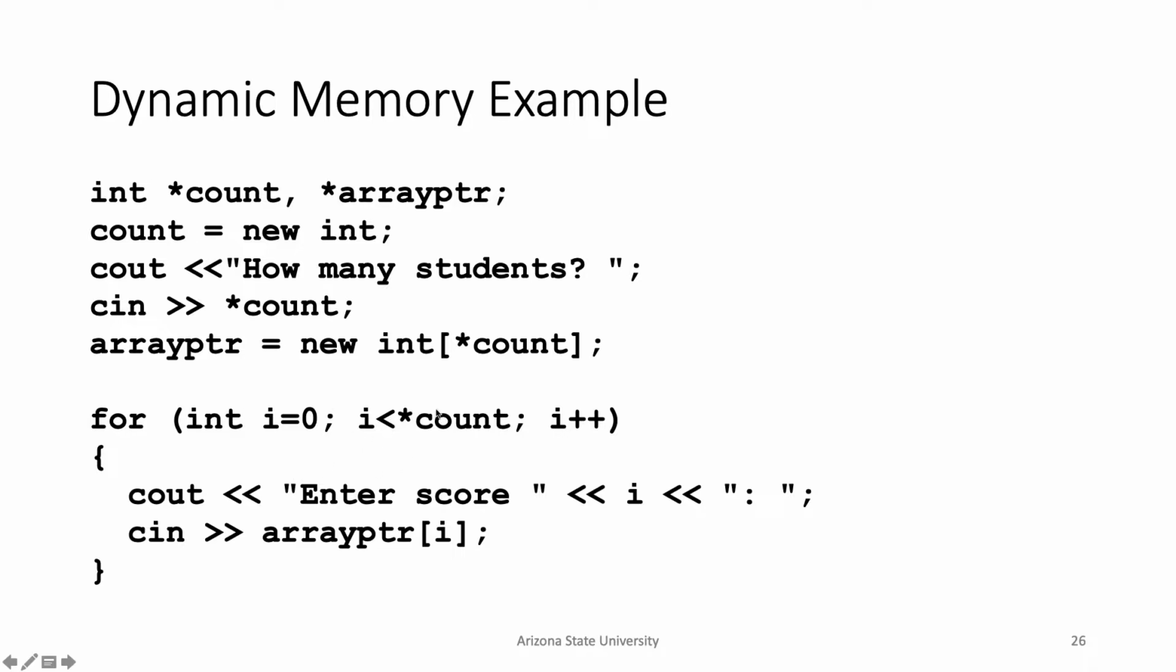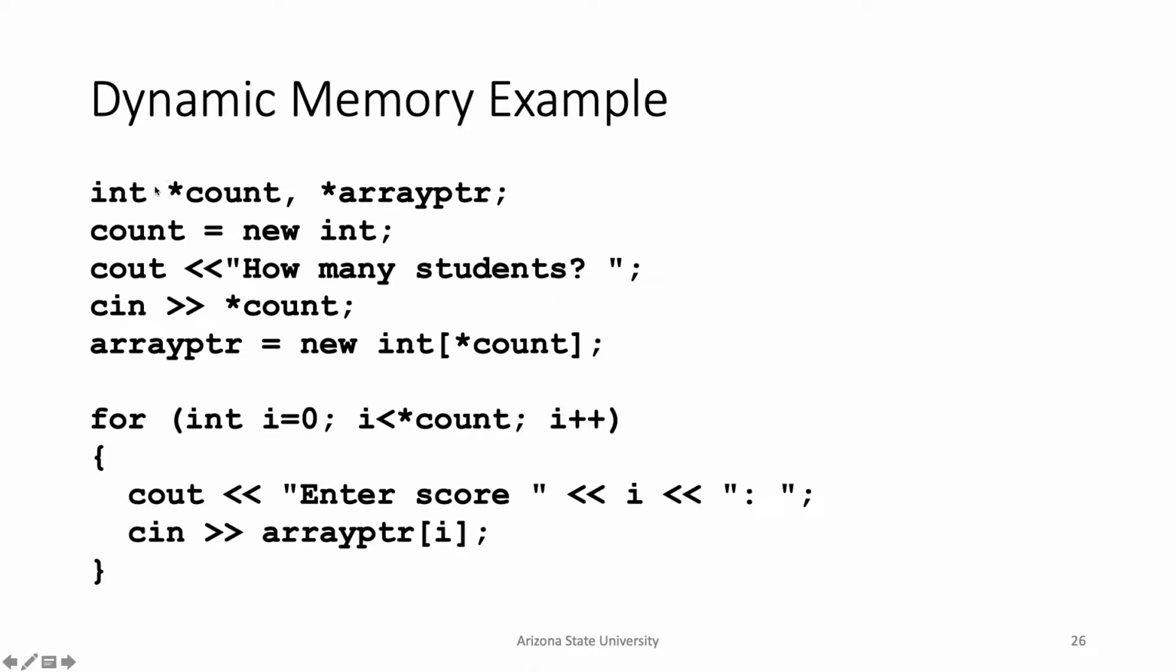And then here I'm going to loop this many times. I'm going to enter the score. And then I'm going to cin into the array at index i. By the way, does anyone see what is wrong with this example? This example works, but is there anything that we can make simpler? Well, we have to use the heap for the array, right? Because we don't know the size of the array at compile time. We have to enter the value at runtime.